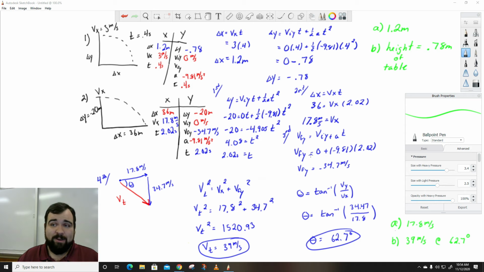And you may want to do that if you're not comfortable with your answer for time. If you're not sure that's right, you can go to that other equation. That way you're only utilizing variables that are given values and not something that you had to solve for.